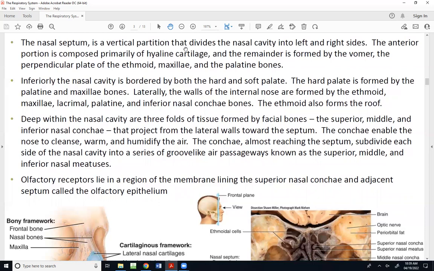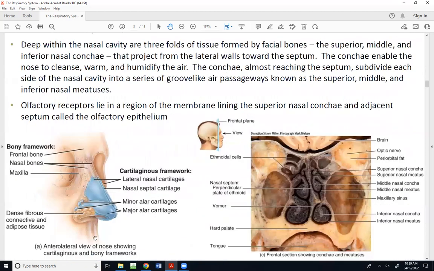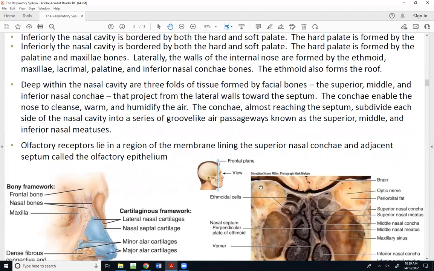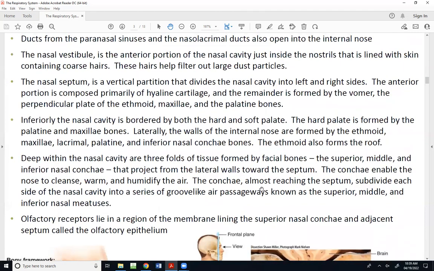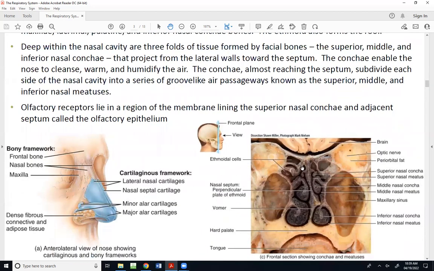Nasal septum, once again, is a vertical partition dividing the nasal cavity into the right and left sides. The anterior portion is composed primarily of hyaline cartilage. You can see a little bit of it here, and then on the outside where it's labeled in our picture. That's the part that can get pierced, okay? The remainder is formed by the vomer and the perpendicular plate of the ethmoid, maxillary and palatine bones, and is made up of bone, so it is much more rigid.